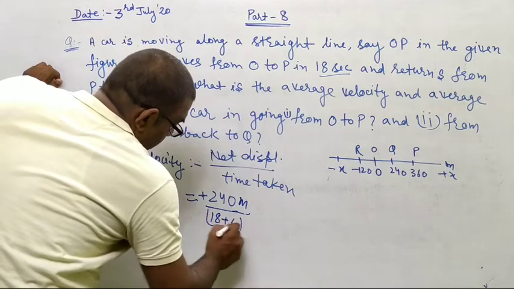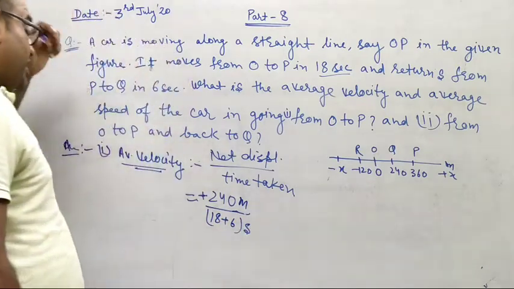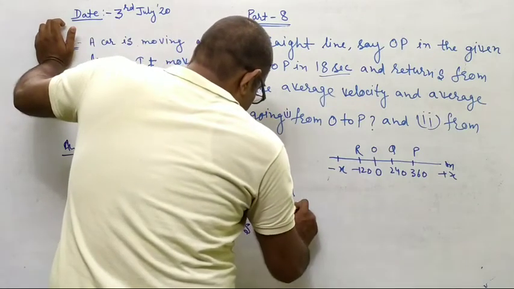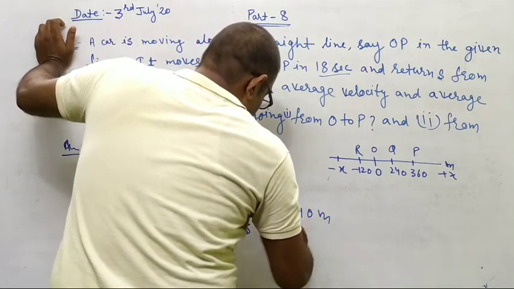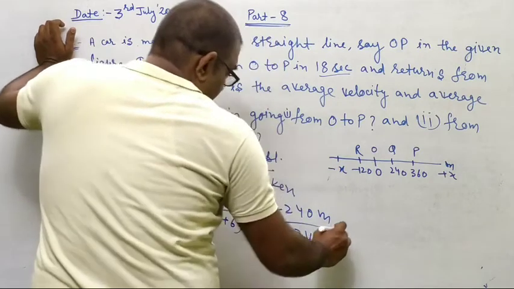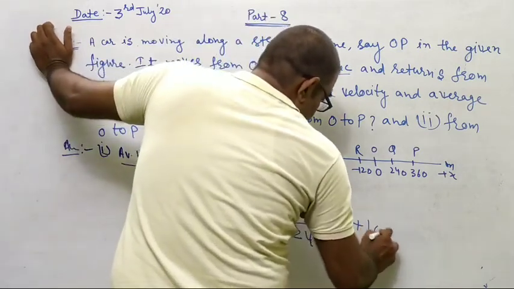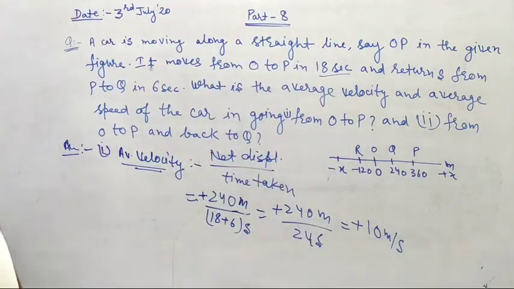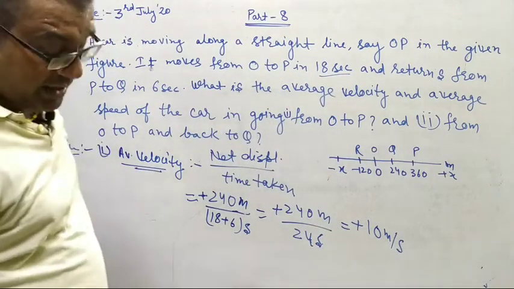18 plus 6 is equal to 24 seconds. So plus 240 meter upon 24 second, and it is equal to plus 10 meter per second. The velocity will be plus 10 meter per second.